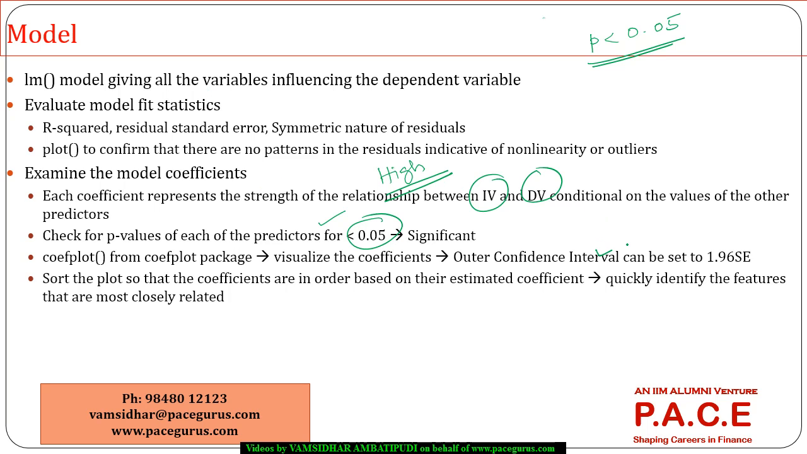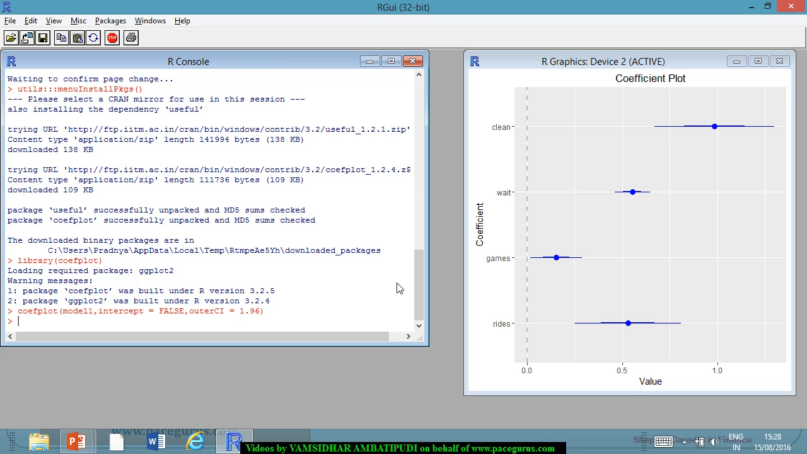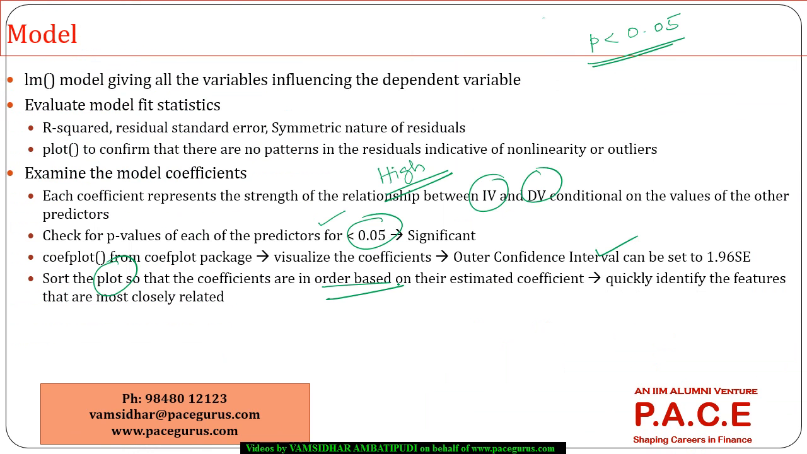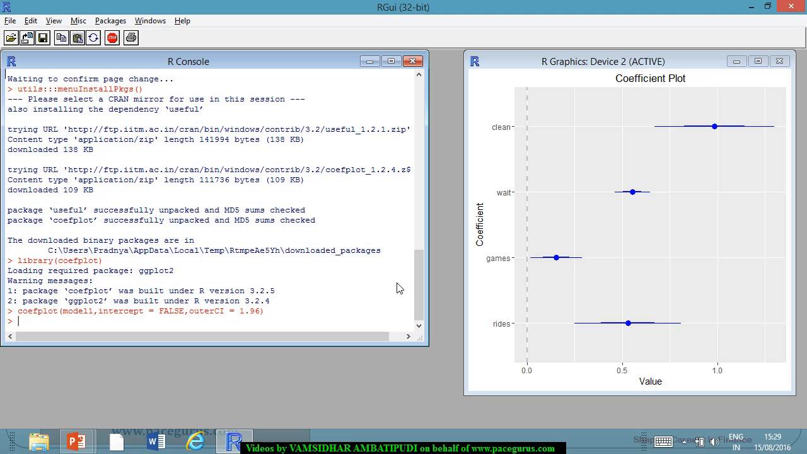So once I have plotted this coef plot, I can even sort the plot so that the coefficients are in order based on their estimated coefficient. So I can very well sort based on their estimated coefficient values, and finally I can quickly identify the features that are most closely related. So here also I could see that this is the order in which they are present. The graph is very clearly telling me that cleanliness is the most important factor being considered as a part of the driver of overall satisfaction, whereas the satisfaction with respect to the games is looking much on the lower side.